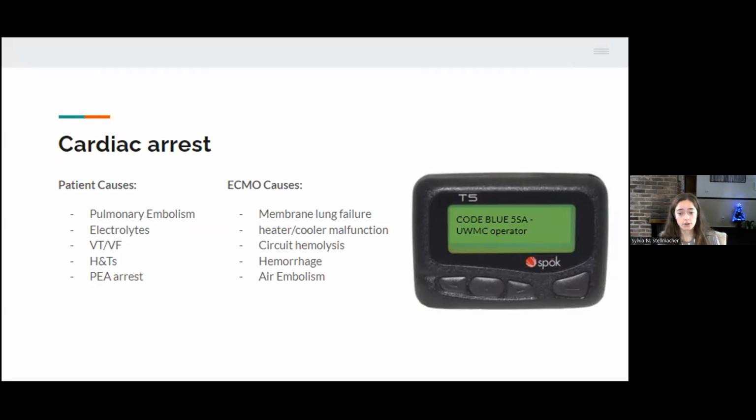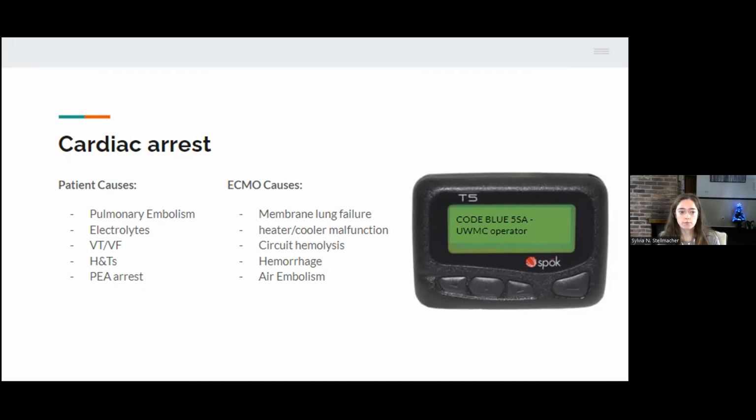There can be also a heater or cooler malfunction in the circuit. There can be severe circuit hemolysis resulting in DIC. There can also be significant bleeding, and there can also be an air embolism that can get trapped into the circuit or even move into the patient's body. So these are something to consider if you get called to a code for a patient who's on VA-ECMO.